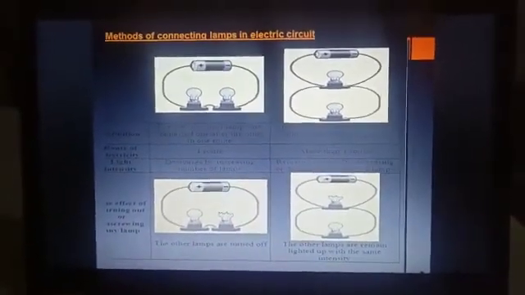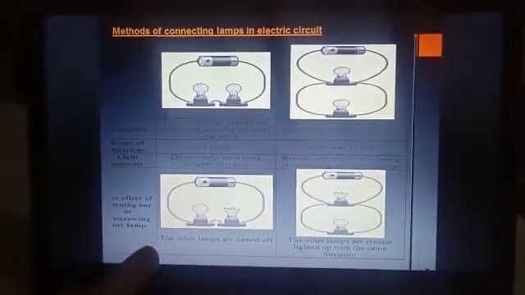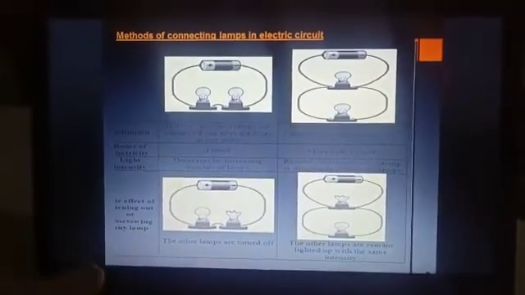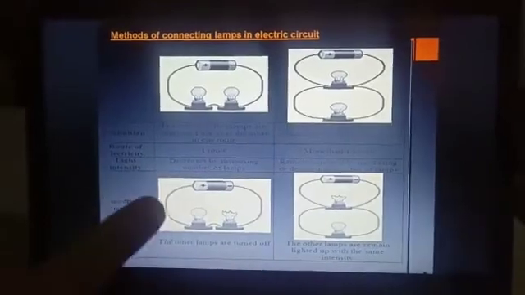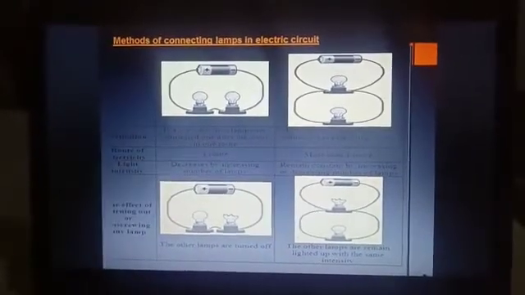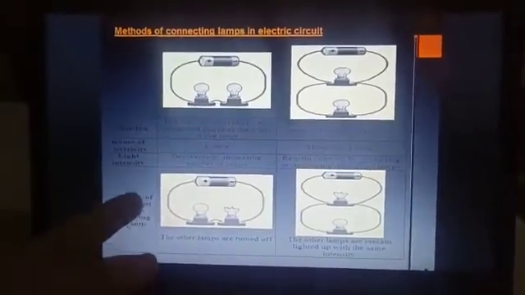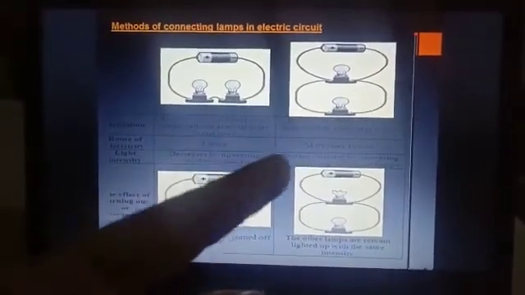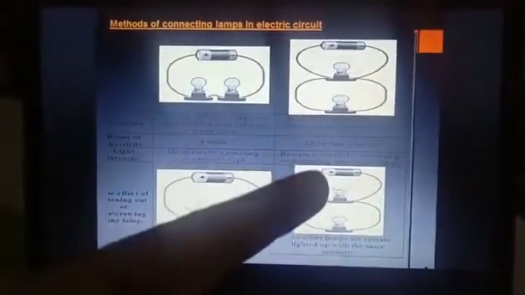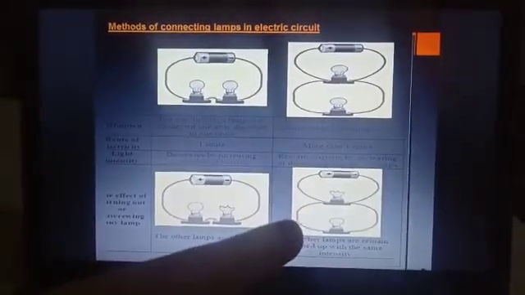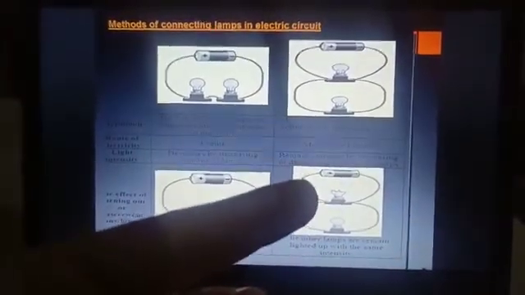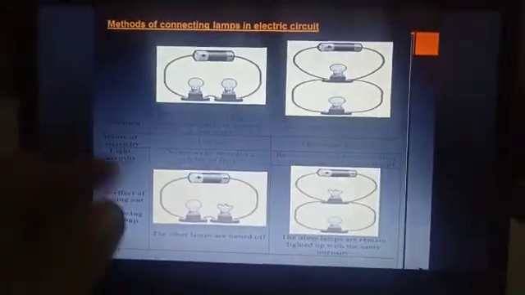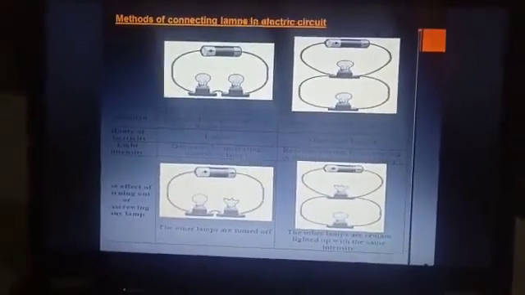And then in series connection, if we unscrew one lamp, the other lamp will turn off. Why? Because it has the same electric current and the same route. But in parallel, each lamp has its own route. So by unscrewing one lamp, the other will remain lighted up with the same intensity.